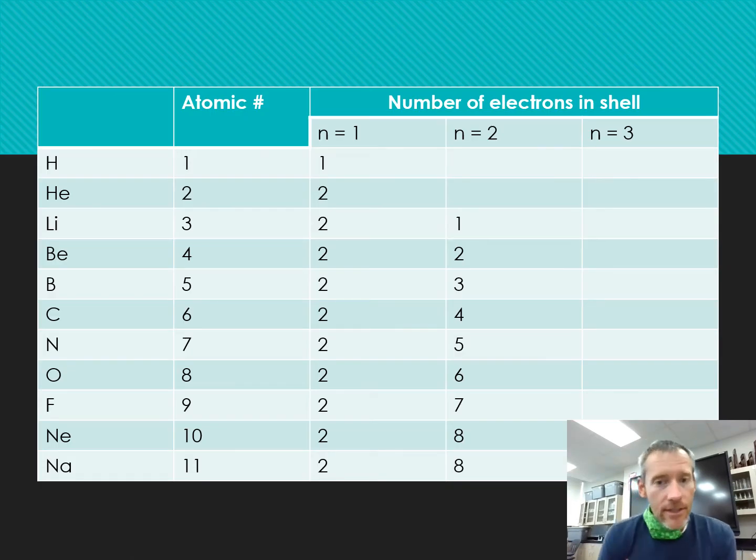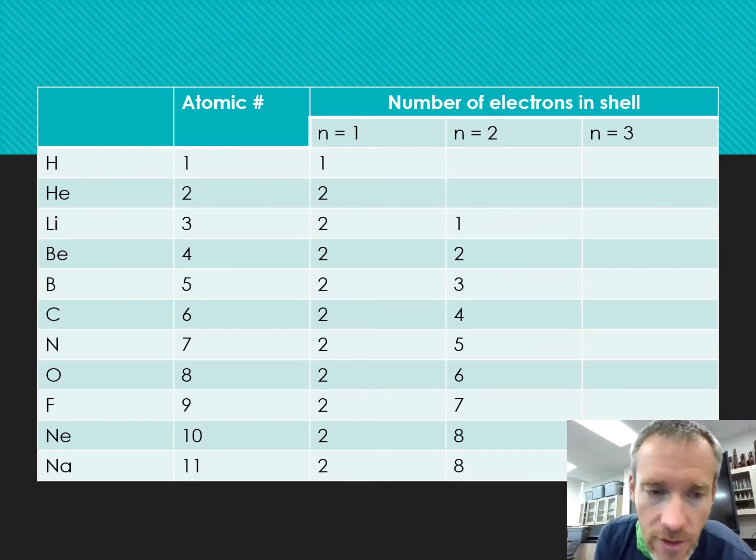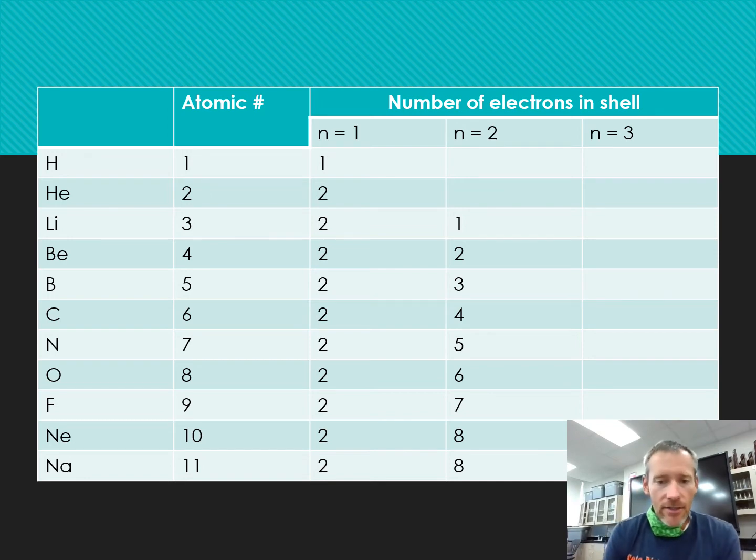Okay, you're going to break down again. You're basically adding an electron each time you move over to an element. So notice again, the first shell always has 2 except hydrogen, because it only has one electron. And then you keep adding as you go across. And once you hit 8, it goes to the next energy level of the third.